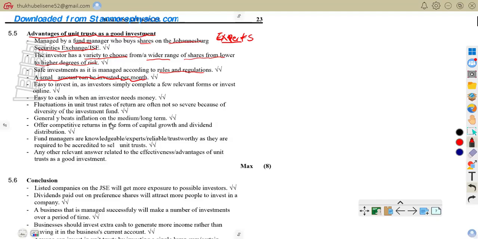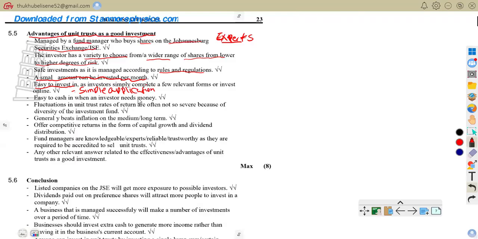So we can even invest as little as 500 monthly. So you see, it is easy to do. Easy to invest in. So there are simple applications through banks and online platforms. For example, buying units via the Standard Bank app. As investors, we simply complete a few relevant forms or invest online. So that is a simple application through banks. Write this one: simple application.